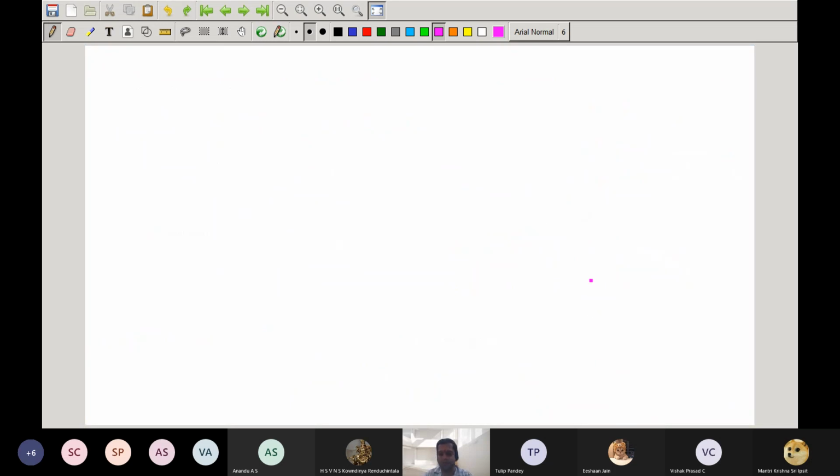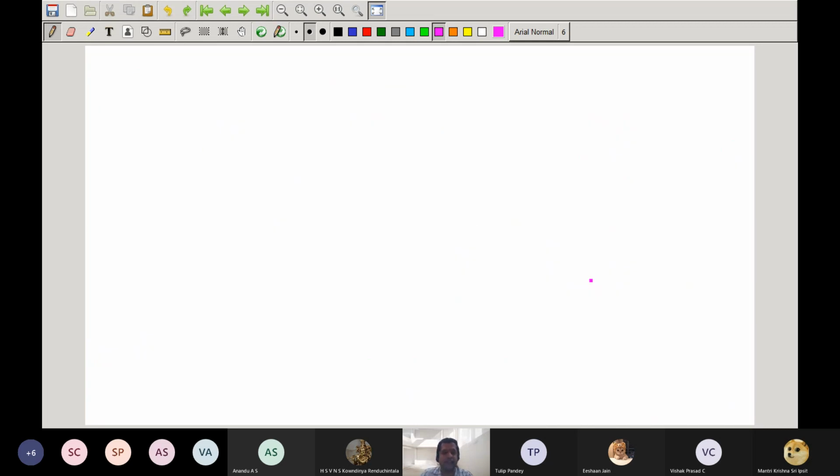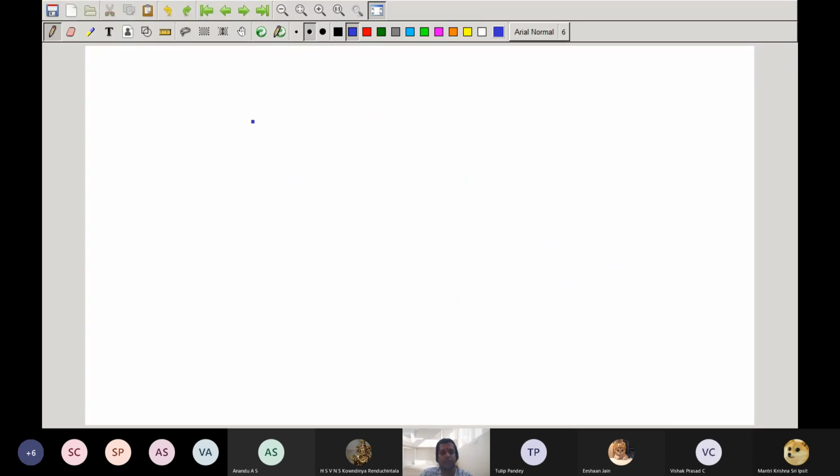Complete the derivation, right? So on the previous slide we got the L when you have F1, but let's write down more specifically what the logistic loss is. What is the logistic loss? Yes, anyone? Log, summation i equals 1 to n, log of 1 plus e raised to minus yi theta transpose xi. Right.